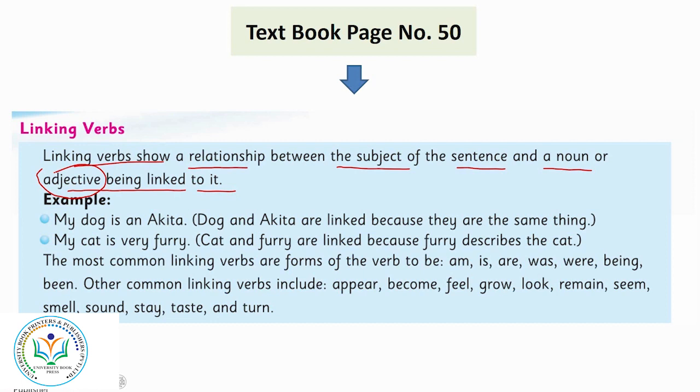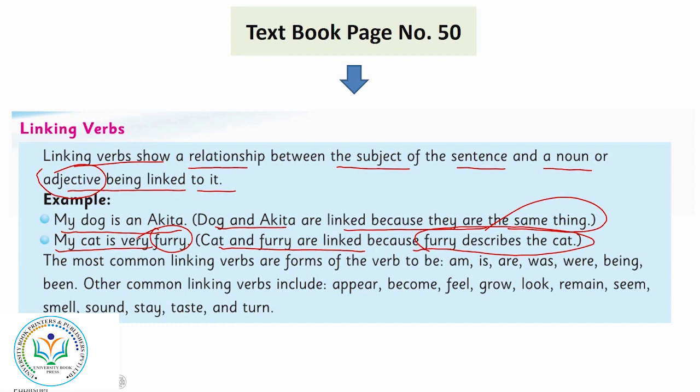Look, here are examples. My dog is an Akita. Dog and Akita are linked because they are the same thing. My cat is very furry. Cat and furry are linked because furry describes the cat. What is furry here? It is an adjective. Furry means having soft hair. My cat is very furry, very soft-haired.